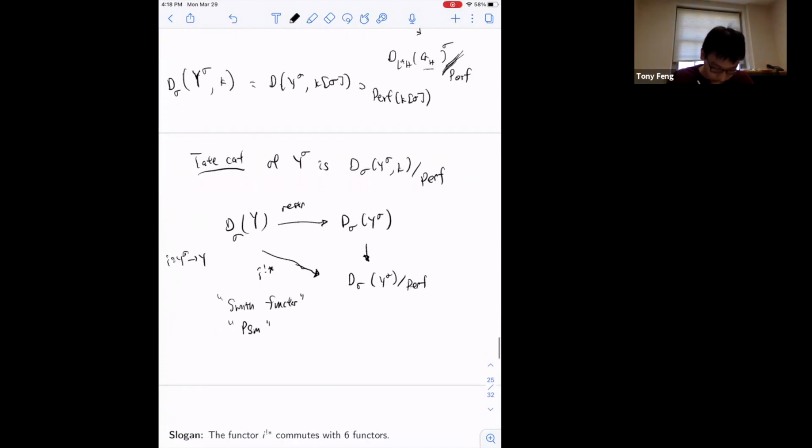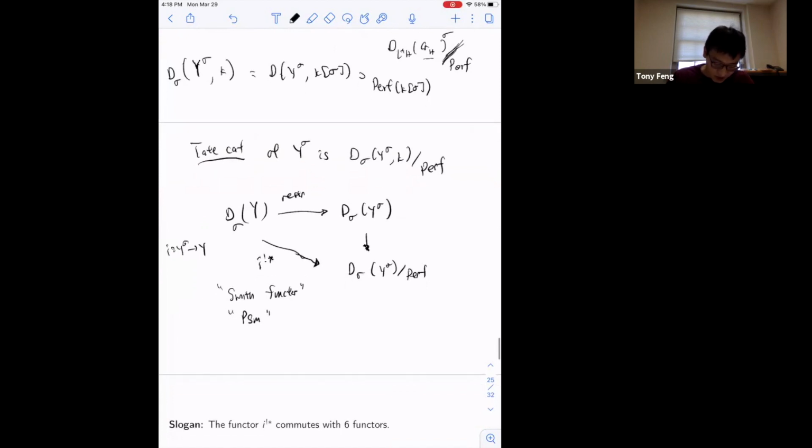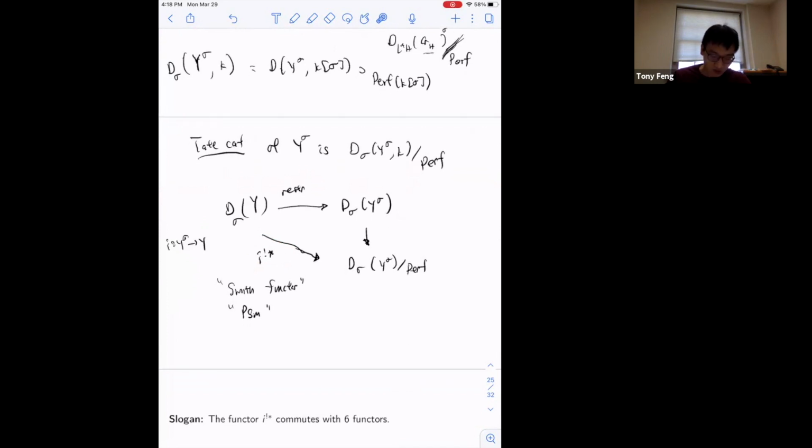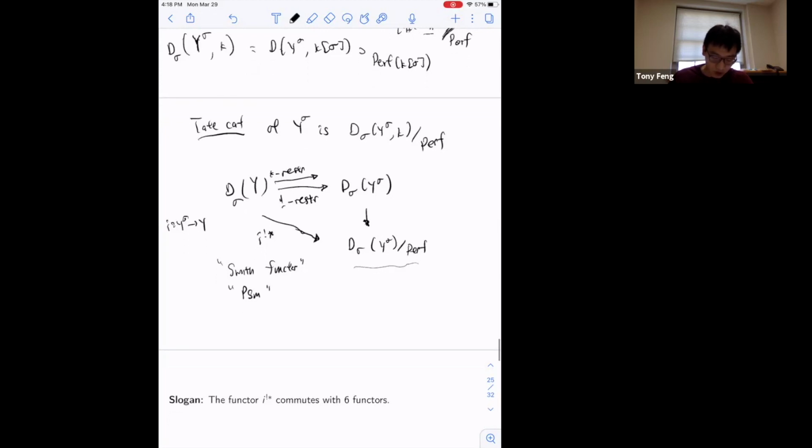Given the time I have, I'm just going to say this functor, the Smith functor, has remarkable properties, and for example it commutes with the six functors. One thing I want to say is that there are a priori two different restrictions which one could take here, and actually they coincide. Their difference is a perfect complex, so they coincide once you pass to this quotient. The fact that you have something which is a hybrid of a star and a shriek restriction is really what equips this functor with its miraculous properties, commuting also with all shriek and star restriction, pullbacks and pushforwards.